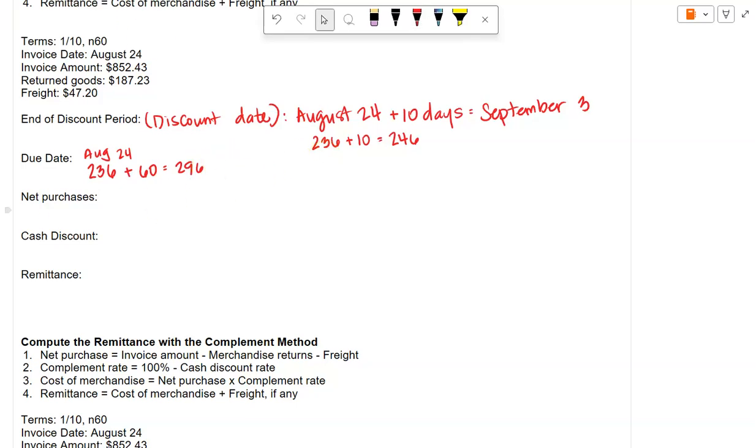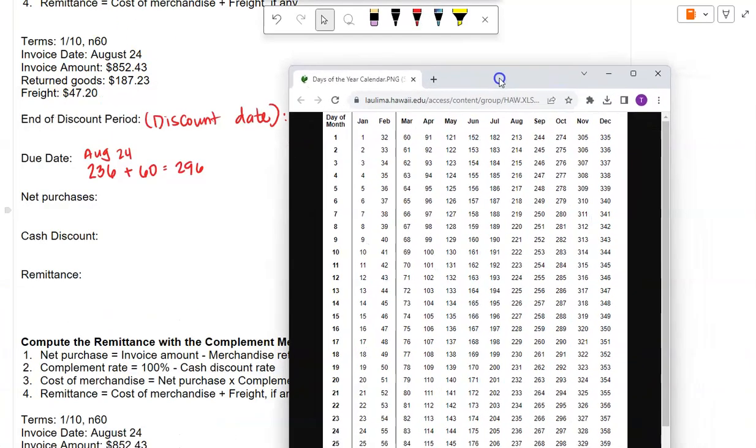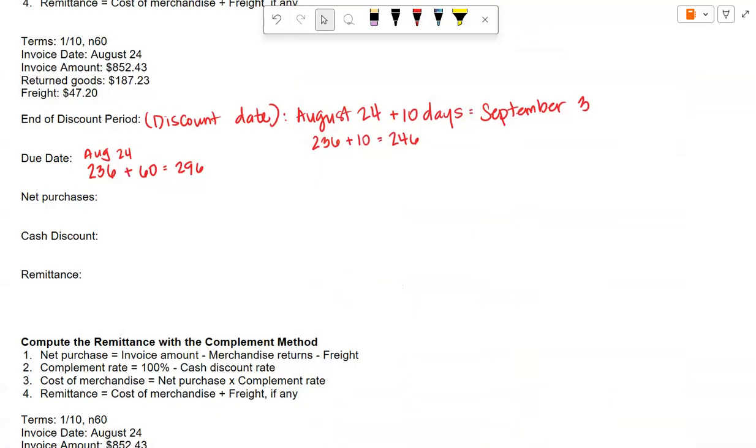So I need to look for the 296th day of the year in my calendar. And 296 happens to fall on October 23rd. So don't worry about leap years or anything like that when you're doing the days of the year. Okay, so my final bill is due 60 days after August 24th, which falls on October 23rd.